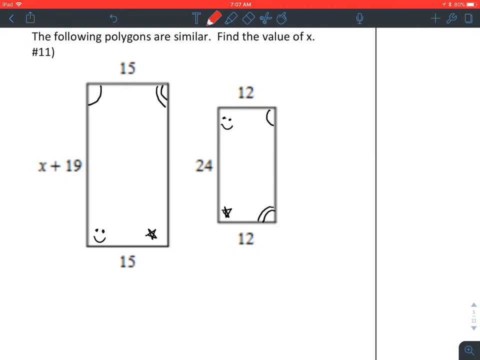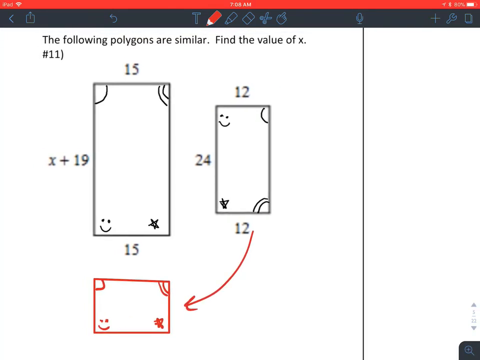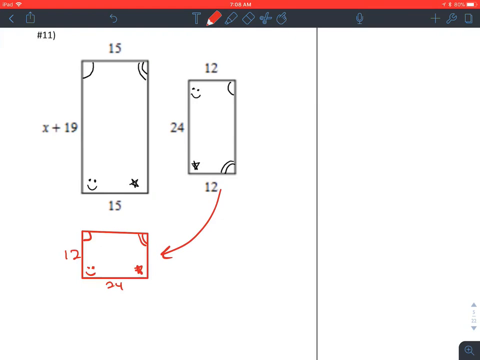So I'm going to redraw the pictures so that the angles are in the same positions. Not drawing it to scale, because the scale doesn't matter. Going to make a 1 arc in the top left, 2 arcs in the top right, star in the bottom right, smiley face in the bottom left. I'm redrawing. In between smiley face and star is 24. In between smiley face and 1 arc is 12.